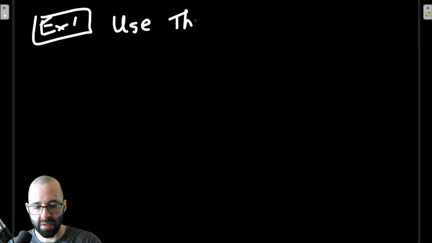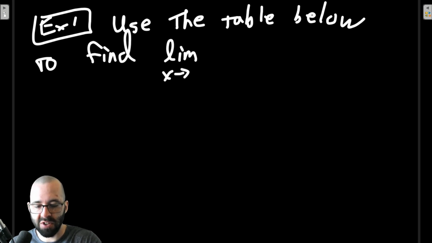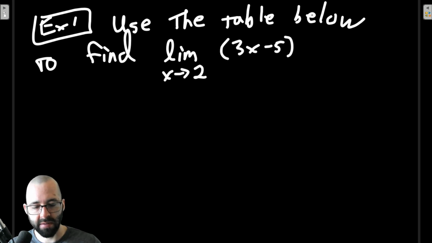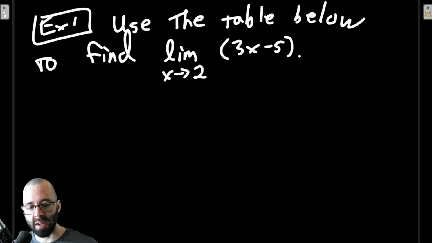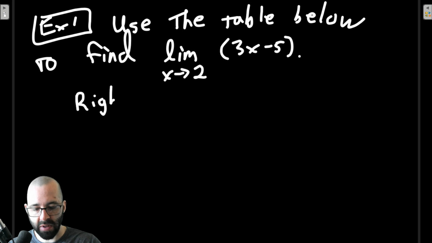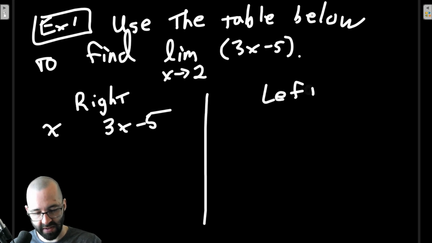All right, use the table below to find the limit as x approaches 2 of the function 3x minus 5. So I'm going to give you a table here, and you're going to use the table to figure out what this limit equals. Here's the table. So we're going to look at two things. We're going to look at what happens from the right, and we're going to look at what happens from the left.